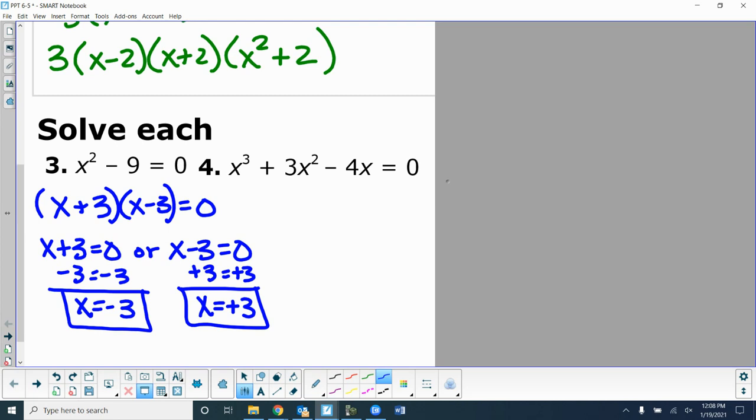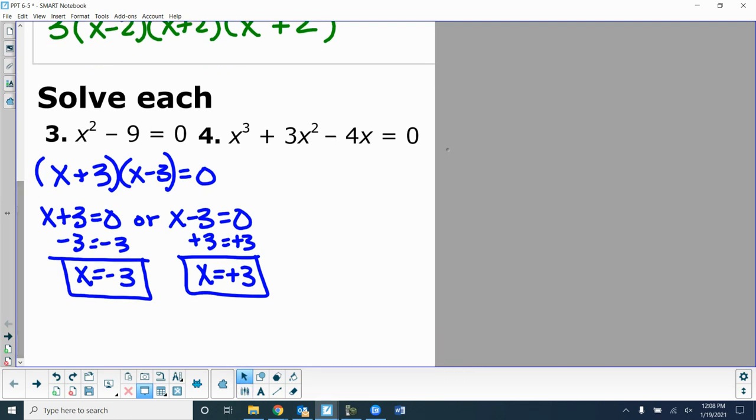Another way we did this was we added 9 and took the square root of both sides, isn't it? What symbol did we have to use when we took the square root of both sides? Plus or minus. So there's your plus 3 and there's your minus 3, right? So that was another way we could have done that problem. Right now we're concentrating on factoring. Okay, what about this one over here?